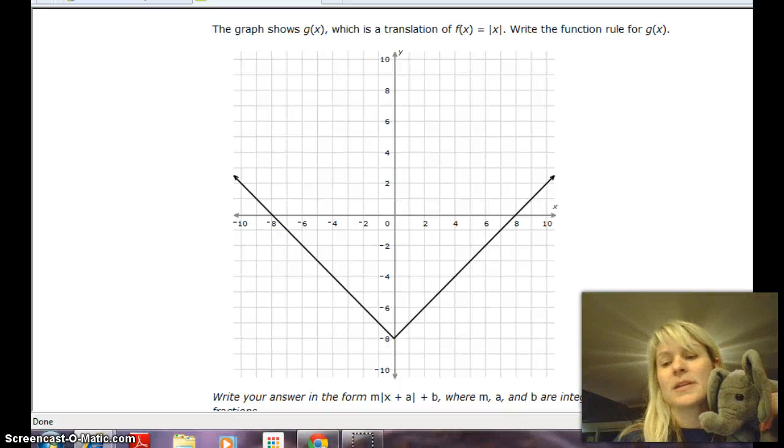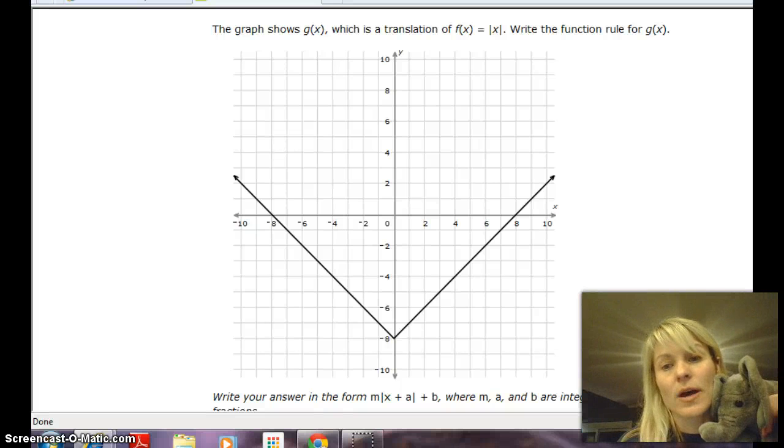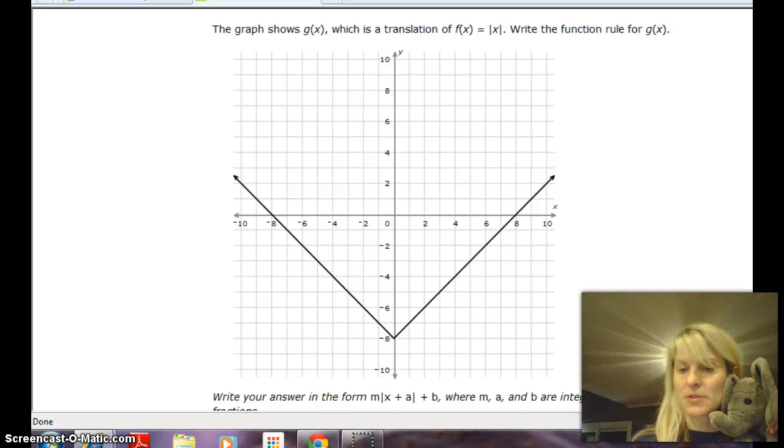Well, good evening. Today we spent the day talking about translations and reflections of exponential functions. And those rules follow true with all kinds of functions.